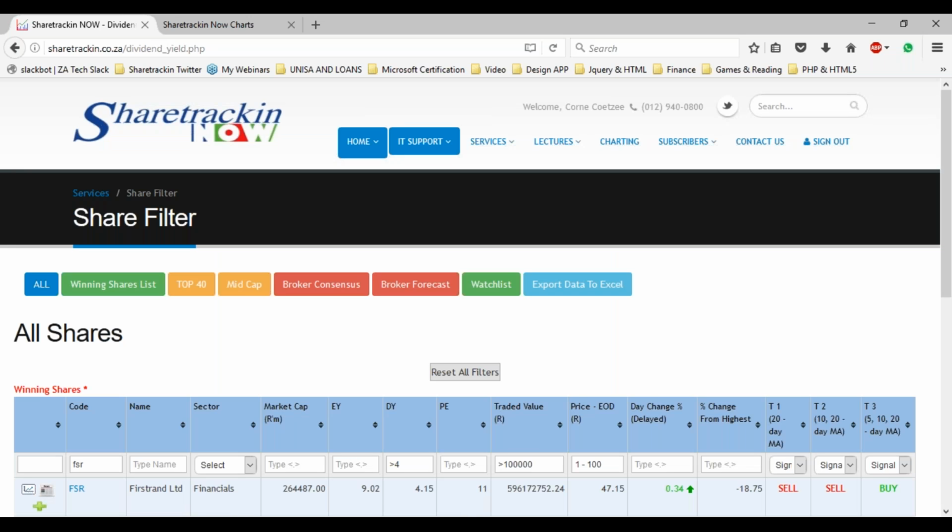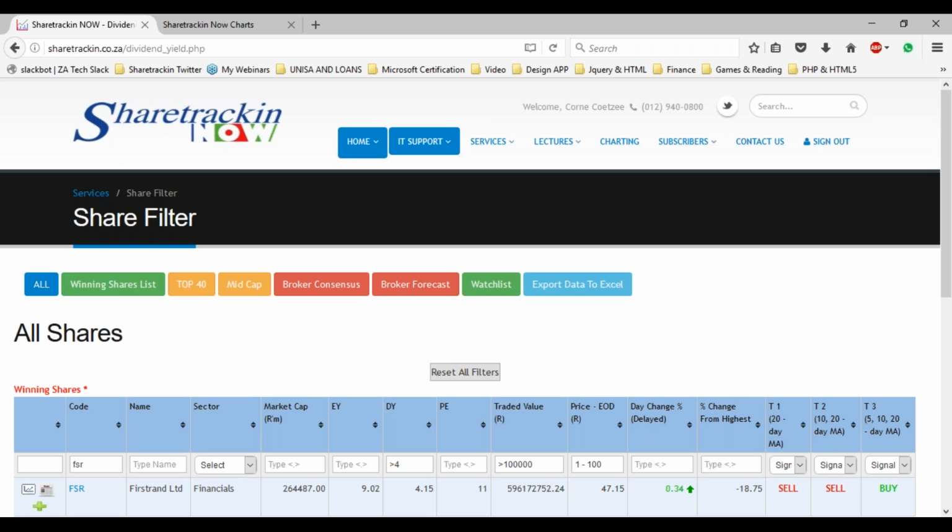The next thing we said that you want to look at is the share sector group. You want to create a watch list and you want to own different shares in different sector groups because you need to be diversified. Diversification is really, really important in a portfolio.